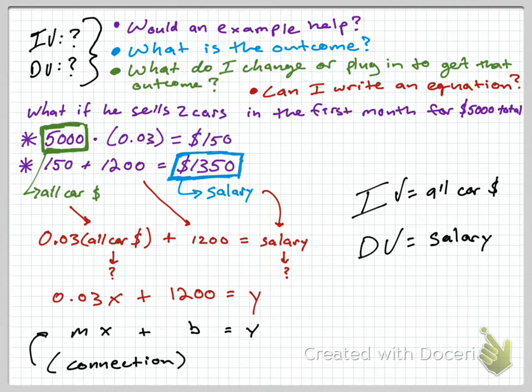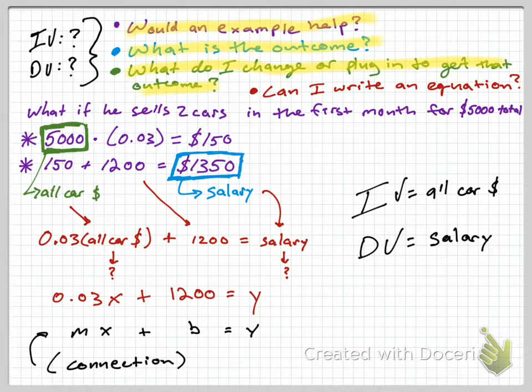Usually the independent variable is time. Usually the dependent variable is money. But this one's a little bit more complicated. So if you're stuck or if you get confused, here are some tips, right? Think about an example. Think about the outcome. And think about what you change or plug in to get that outcome.